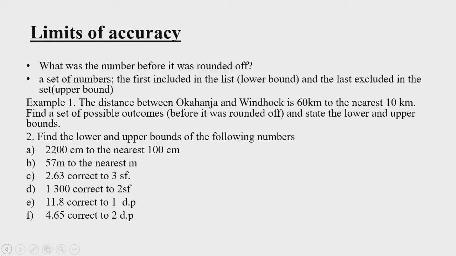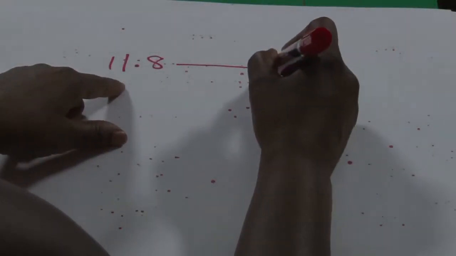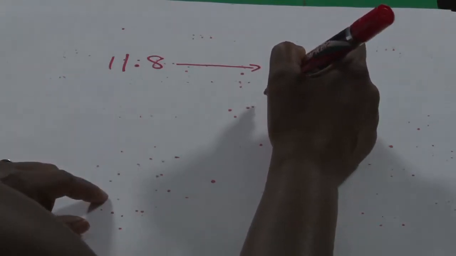We continue. We have 11.8 correct to 1 decimal place. Again, for this number, it's rounded to 1 decimal place. Do not take 1 divided by 2. When it comes to first decimals, you still have to do the same as with the significant figures.